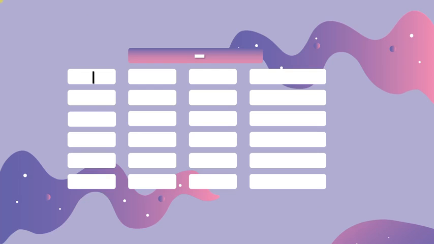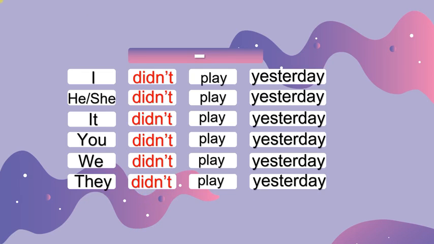Let's read together. I didn't play yesterday. He didn't play yesterday. She didn't play yesterday. It didn't play yesterday. You didn't play yesterday. We didn't play yesterday.